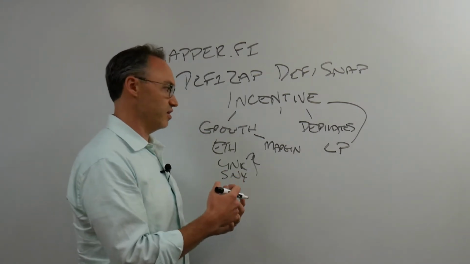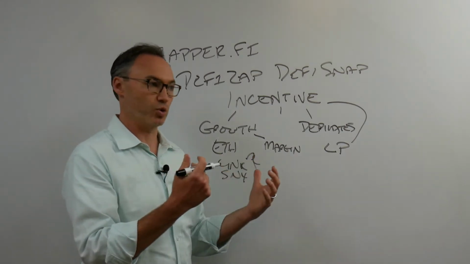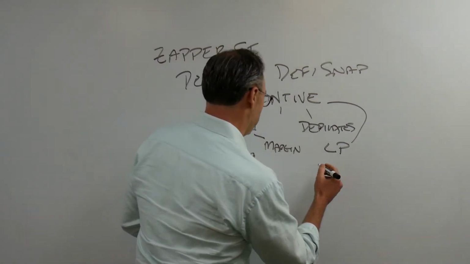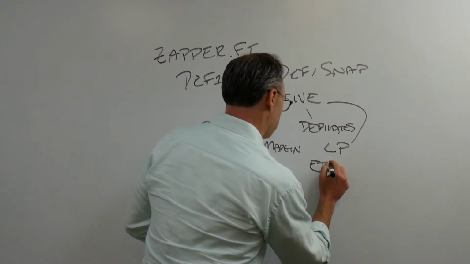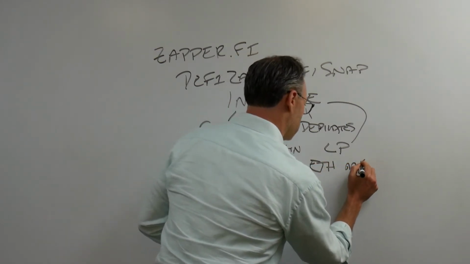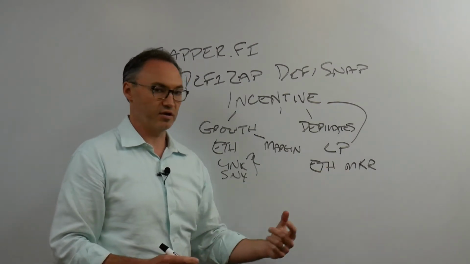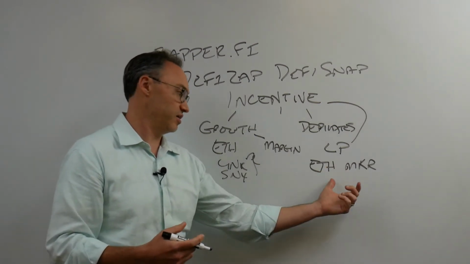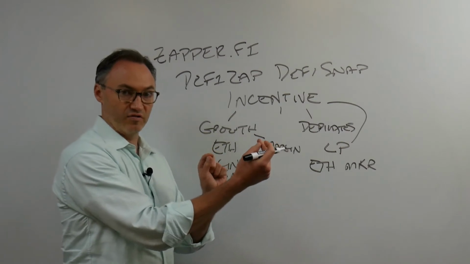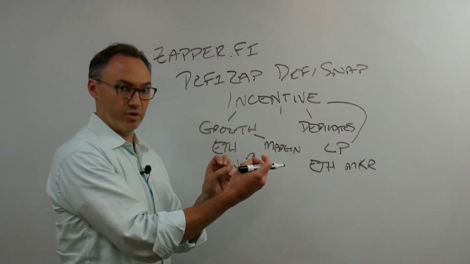And of course, for Uniswap, for example, if I wanted to be in the ETH Maker liquidity pool, I have to contribute an equal dollar amount of ETH and Maker. So on both sides of the equation, I need to contribute both of those.